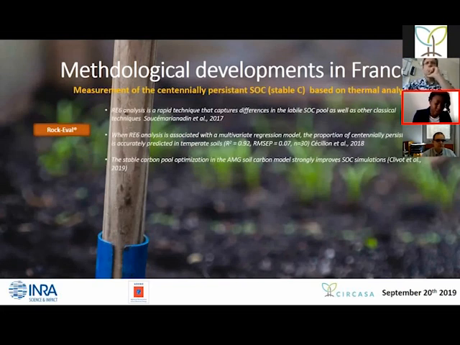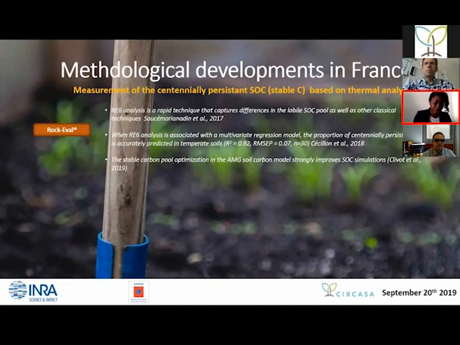New methods are also arising, such as thermal analysis, which is promising. They could allow us to identify fractions having a residence time of about 20 years. The Rock-Eval 6 tool, RE6, is originally used in the oil industry and gives the possibility, in one sample, to estimate inorganic carbon and organic carbon within an hour. So it's very quick.